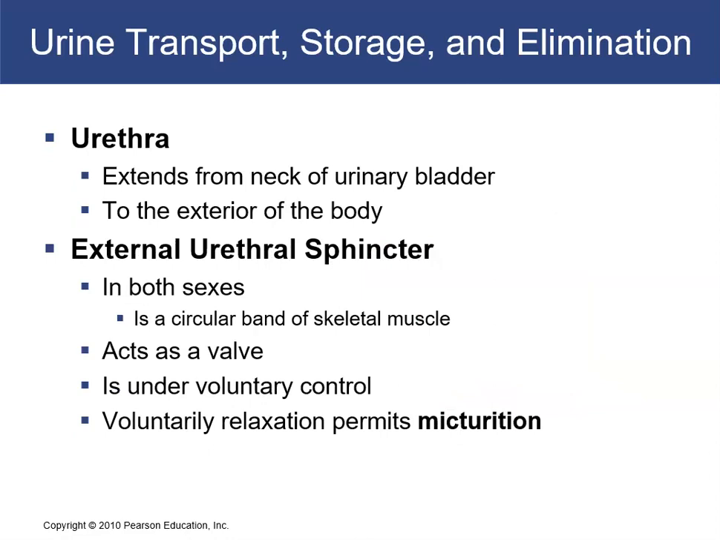From here, urine goes into the urethra. The urethra extends from the neck of the urinary bladder all the way to the exterior of the body. The external urethral sphincter is another band of muscle. This is found in both sexes, but the location of the sphincter differs between male and female, and we'll see this in our next unit. This is a circular band, though, of skeletal muscle, so this one is under voluntary control. The external urethral sphincter acts as a valve. Voluntary relaxation of the external sphincter is what will permit the process of micturition.